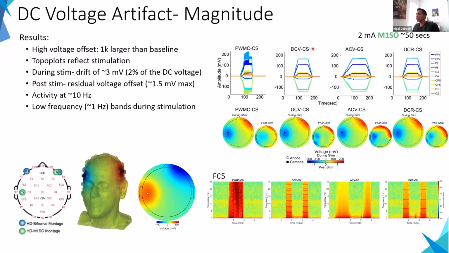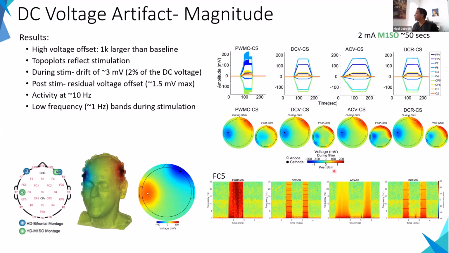And when we zoom into the DC artifact during stimulation, what we see is that there's about a 3 millivolt drift in our signal over time, over the 50 millisecond period. And this drift was consistent across 3 out of the 4 stimulation devices. Post-stimulation, when we looked at the voltage after the stimulation was turned on, we saw that there was a residual voltage of about 1.5 millivolts max. And we can see some residual voltage in the topographies here.